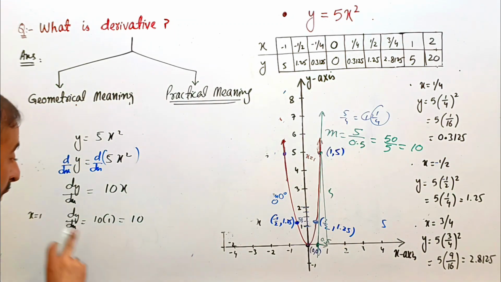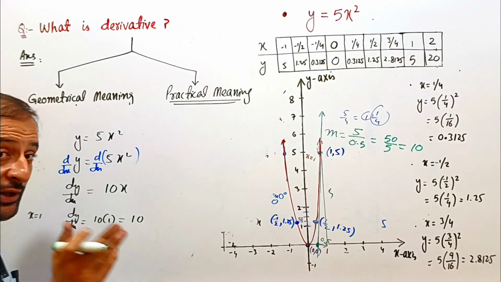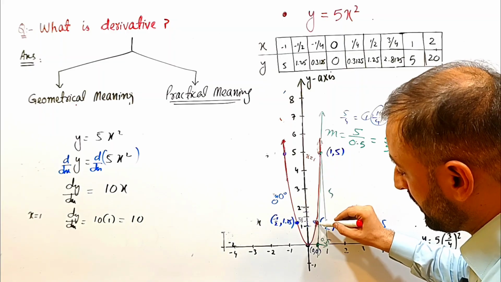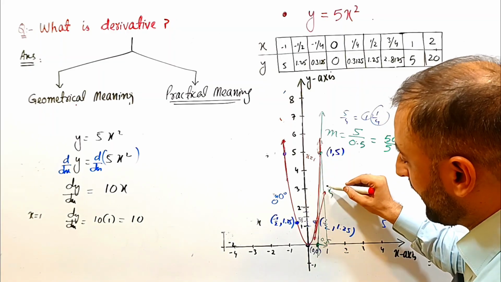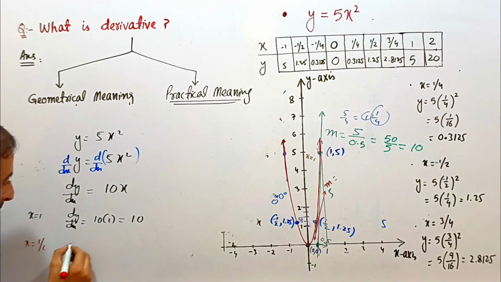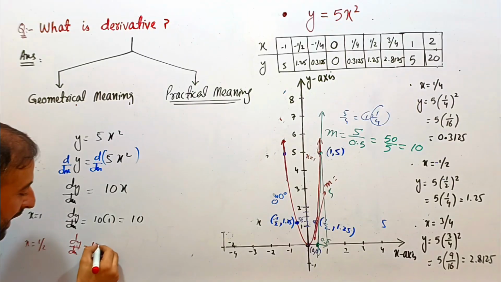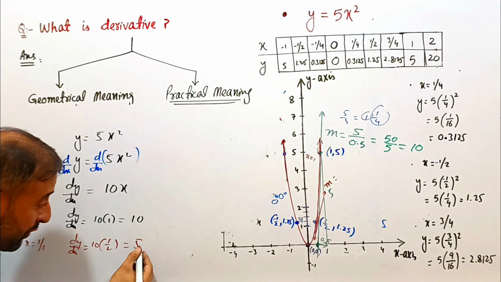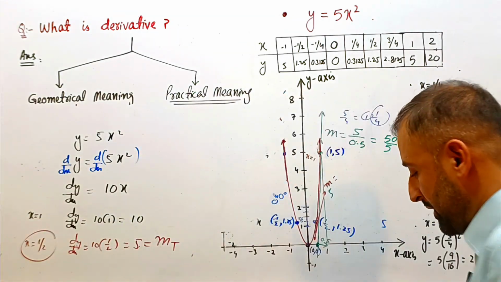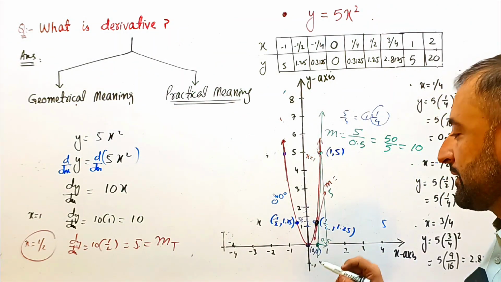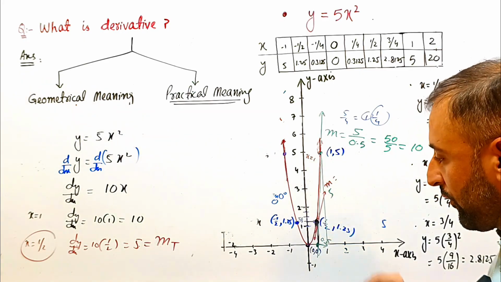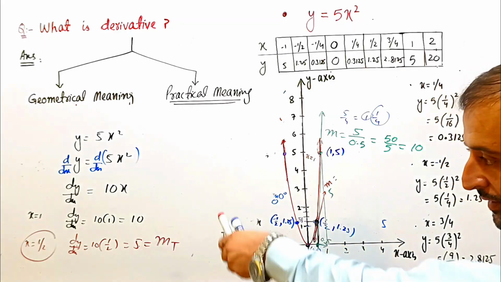If you put x is equal to 1 by 2, you will get 5. It will be the slope of the tangent line drawn at this particular point. Its slope will be what? If you put x is equal to 1 by 2, derivative will be equal to 10 times 1 by 2 is equal to 5. It is the slope of the tangent line drawn at x is equal to 1 by 2. This point has x is 1 by 2, y is 5 by 4. The tangent line drawn at this point, the slope will be 5.